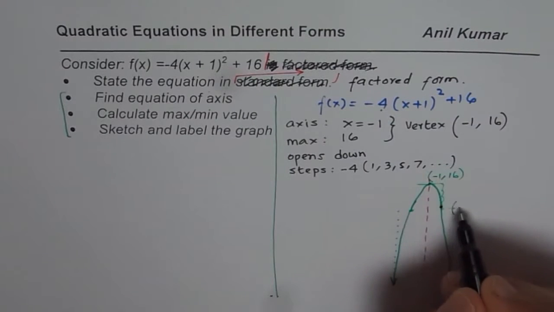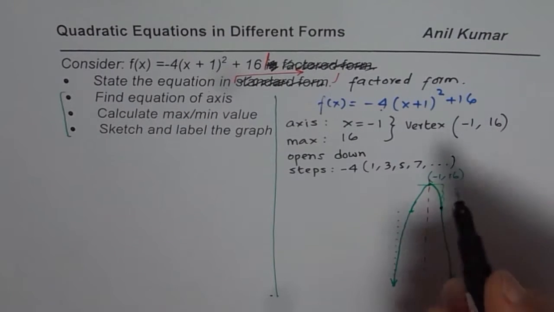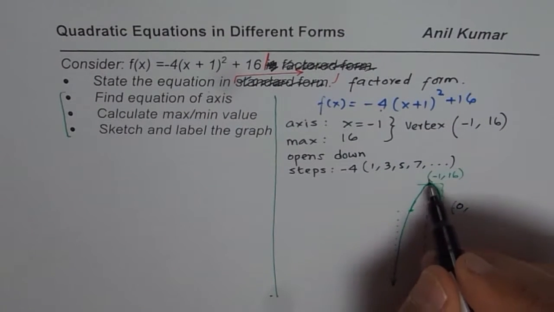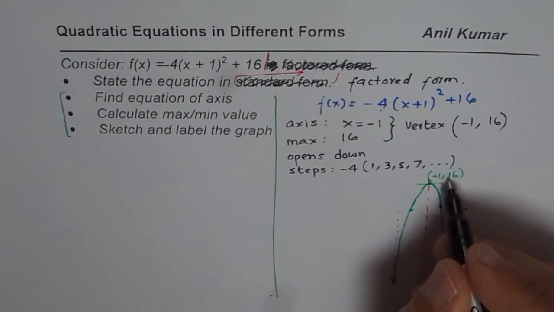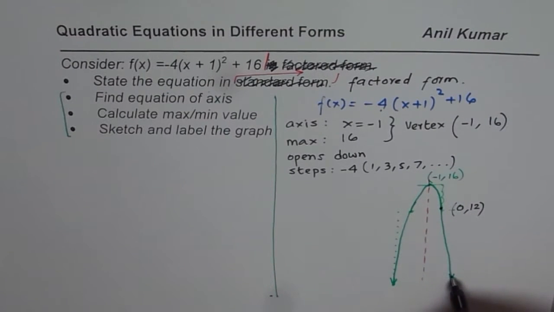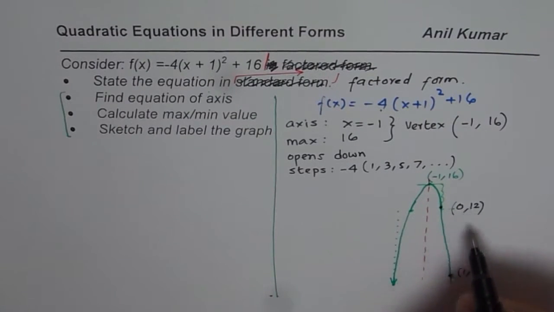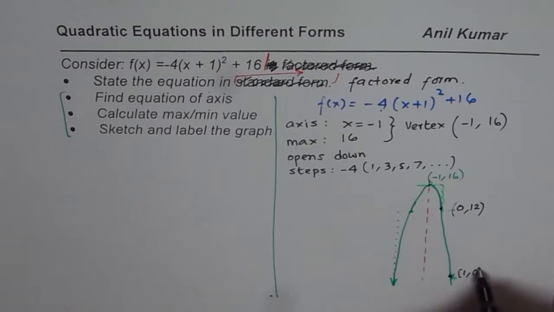This point should be minus 1 plus 1. Moving 1 unit to the right will give me 0, right? So at 0, I moved 4 units down, so minus 4, which is 12, correct? Now next point will be at 1, and there I moved 12 units down. That means that is 0, right? So minus 12, 0. So that happens to be my x-intercepts. Perfect.